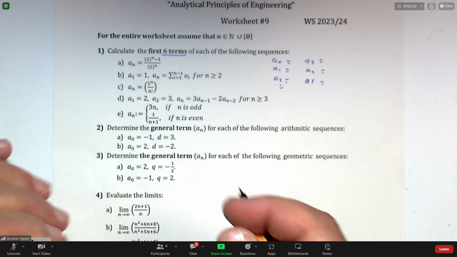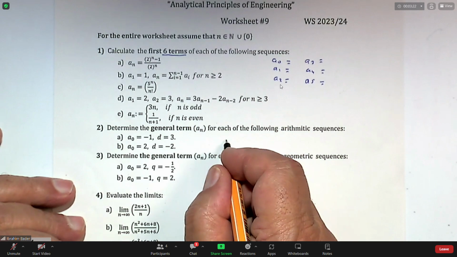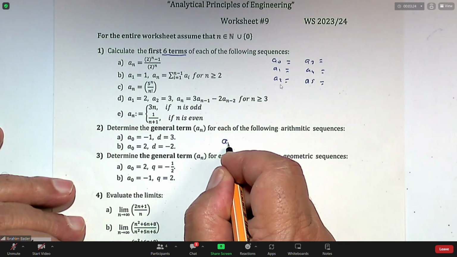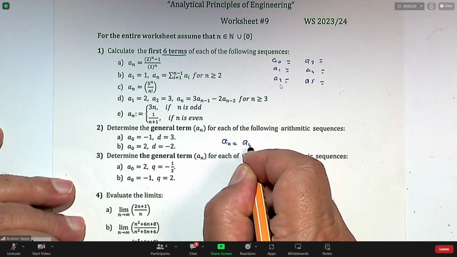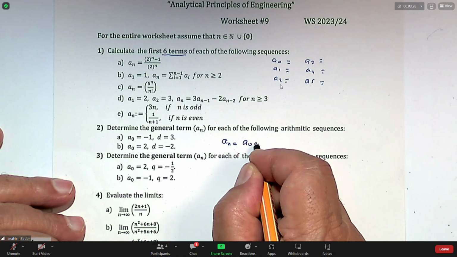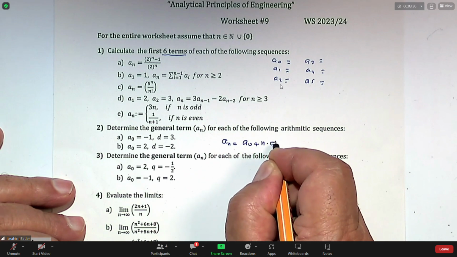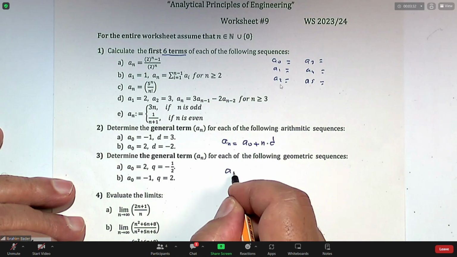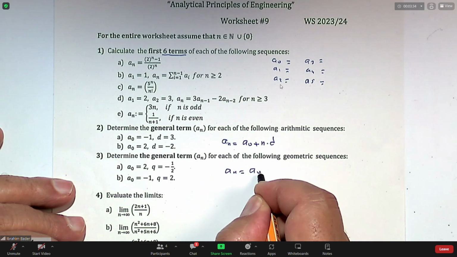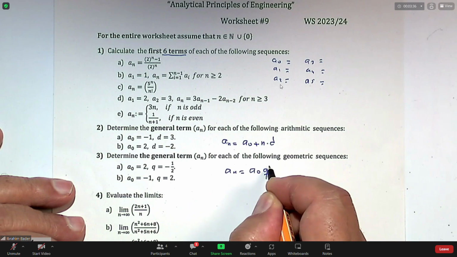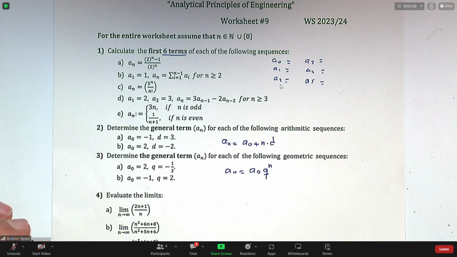These two are actually straightforward. It's A sub n equals A0 plus n times d. Here A n equals A0 times q to the power n. So all you need to do is to plug in the values.